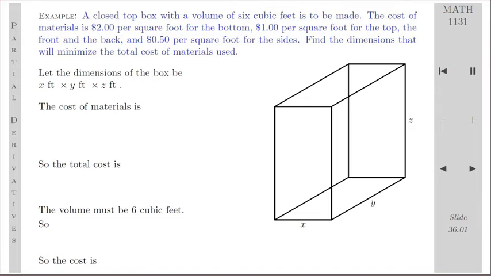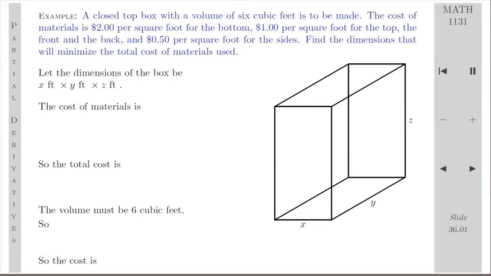We are using different materials for different parts of the box. The material to be used for the bottom costs $2 per square foot, $1 per square foot for the top, front and back, but the sides are made of cheaper material which costs only 50 cents per square foot. And we want to find the dimensions of the box that minimize the cost of materials used with the condition that the volume has to be 6 cubic feet.